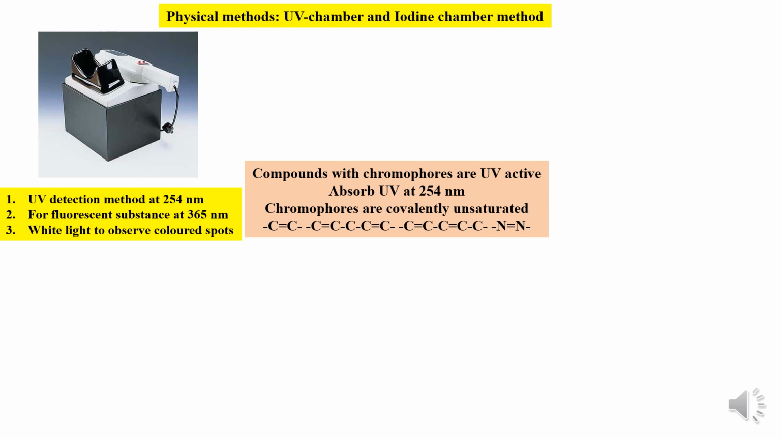Now, chromophores are covalently unsaturated. They are characterized by the presence of double bonds, and these double bonds may be conjugated or they may be unconjugated. So what do you mean by conjugation? A conjugated system is one where you find the alternating arrangement of single bonds and double bonds. Even in azo groups, you find unsaturation between two nitrogen atoms. So compounds with chromophores absorb the UV radiation.